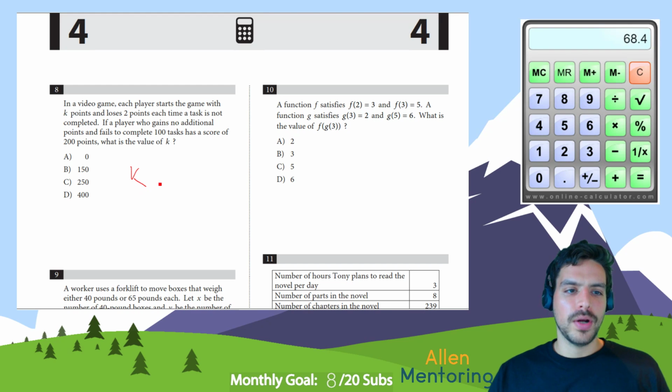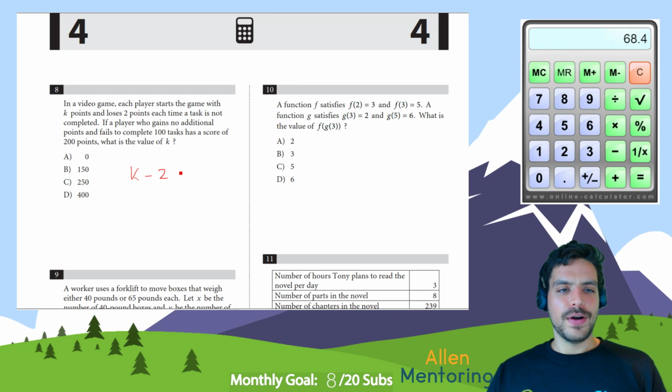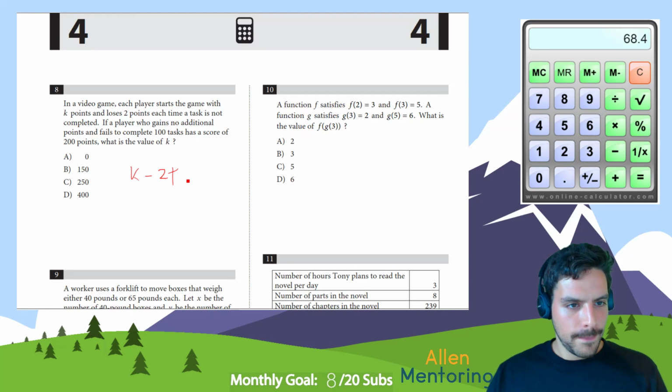Starts the game with K points, and then loses 2 points for every task that's not completed. And so we'll say T is every task that's not completed. So it loses 2 points, okay? And that's going to be equal to, let's say, our final score, okay? So K is our beginning. K minus 2T, 2 for each mess up, is equal to S.